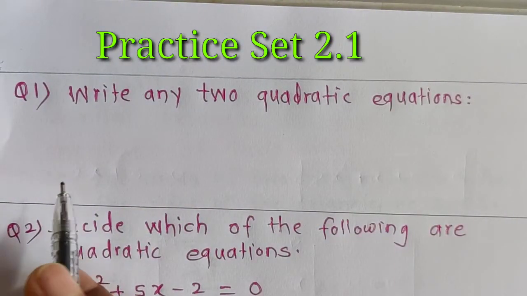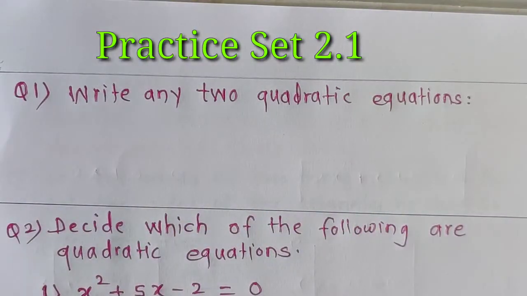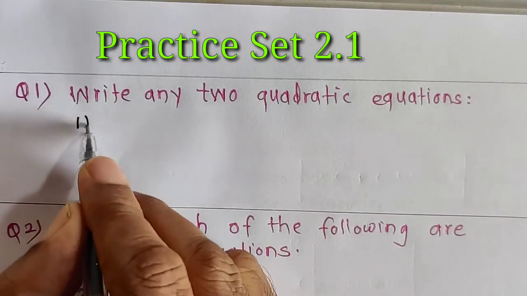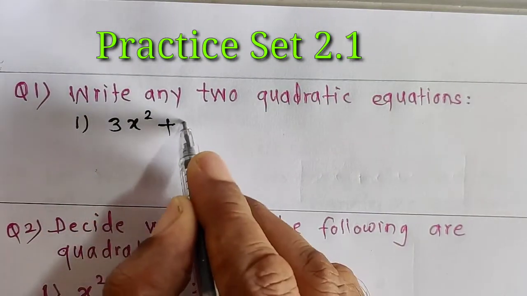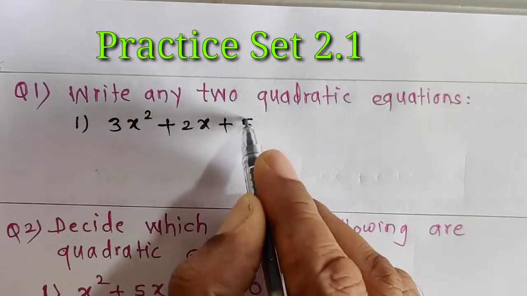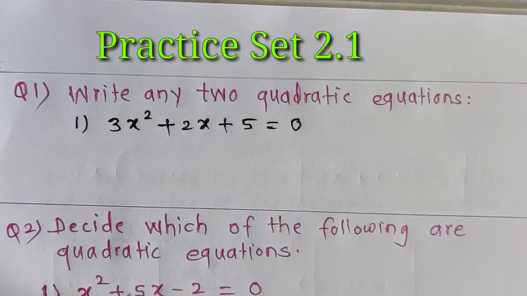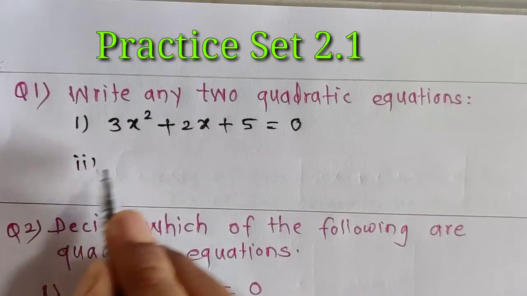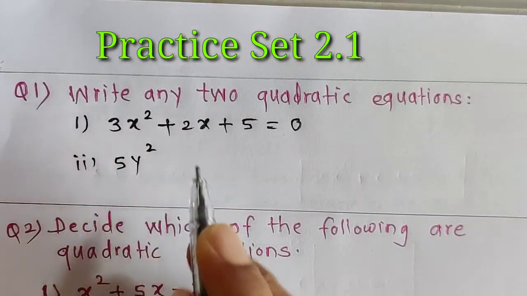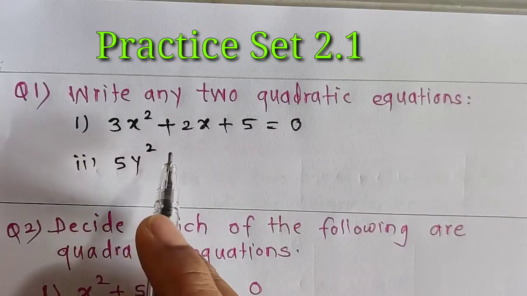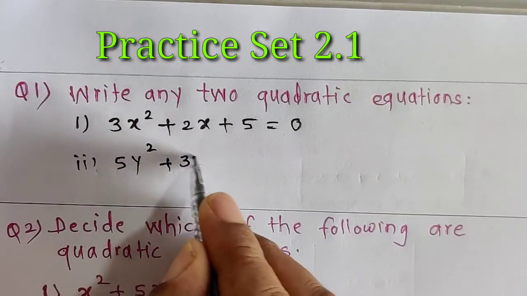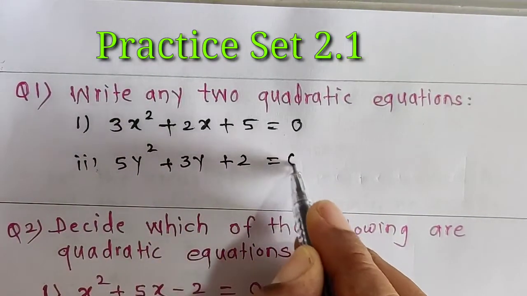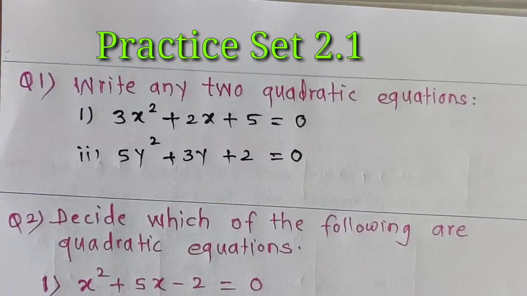In practice set 2.1, the first question is: write any two quadratic equations. You can use any variable and any type. So here we are writing two quadratic equations. 3x square plus 2x plus 5 is equal to 0. You can write any equation. Second equation, 5y square, where the maximum term is a square term, meaning the maximum index of the variable is 2, plus 3y plus 2 is equal to 0. So these are the two quadratic equations.